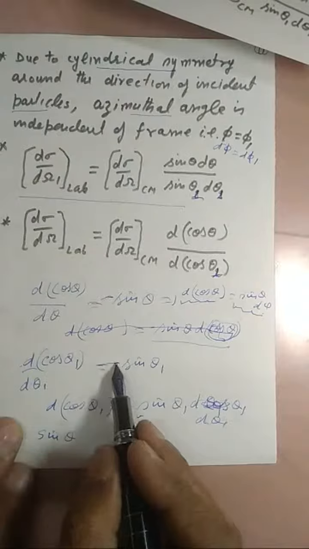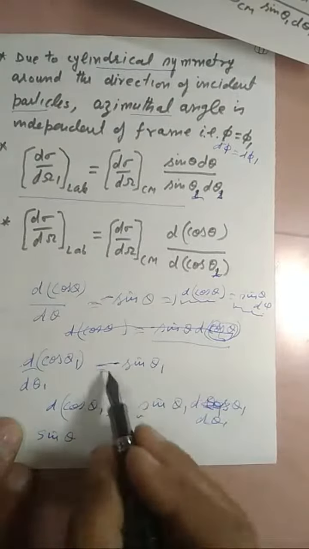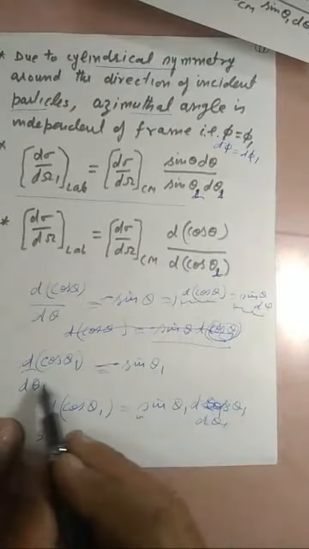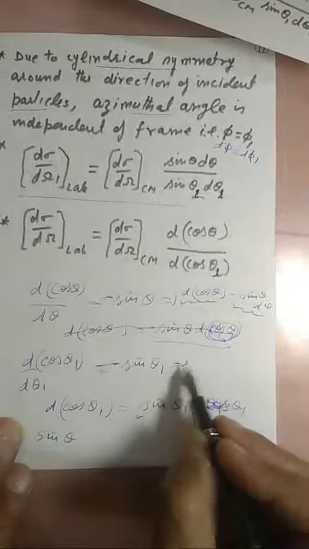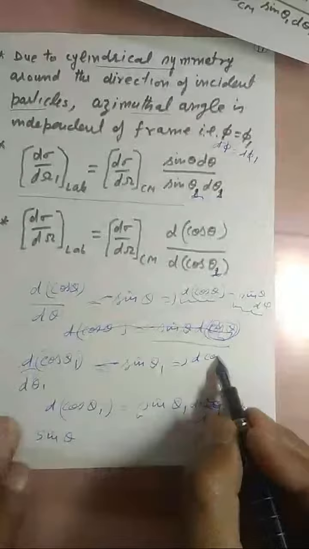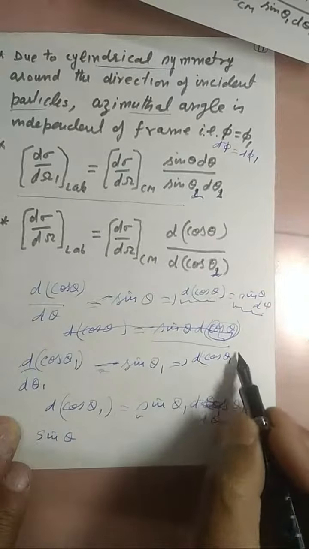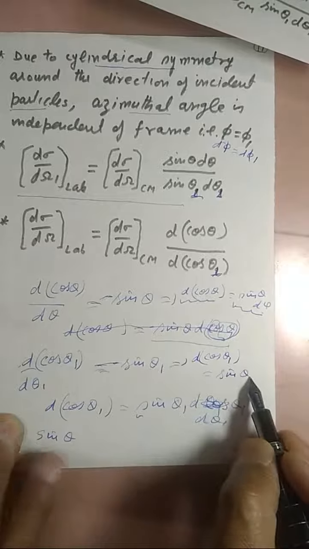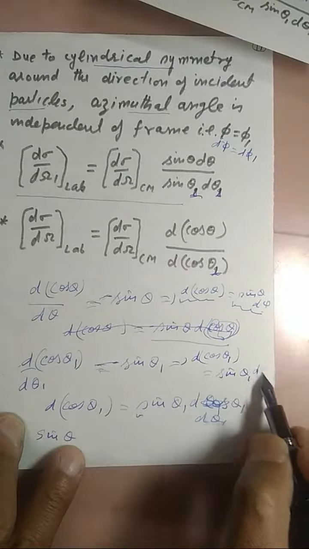Okay, I will not take care of the plus minus sign here because we are taking a ratio, so they will get cancelled. So from here, d cos theta 1 comes out to be sine theta 1 d theta 1.